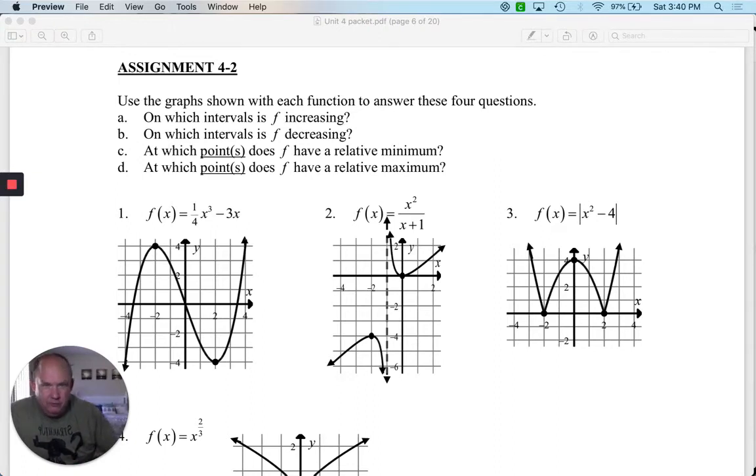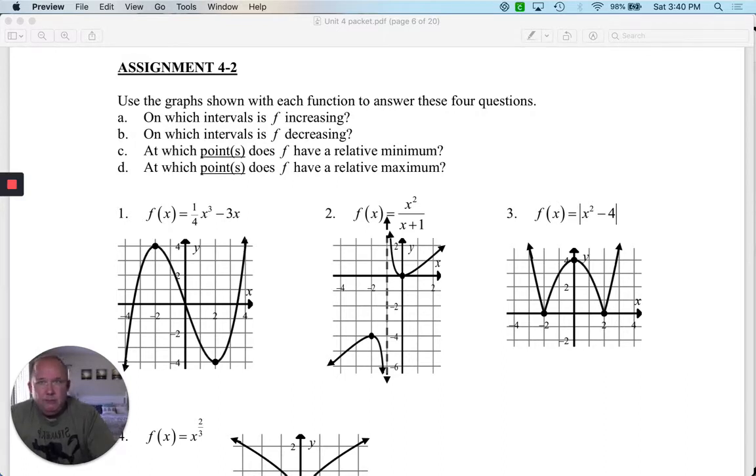Assignment 4.2. On a separate piece of paper, write down the solutions with me, get support with me. Make sure you take a picture at the end and upload it to Google Classroom. Assignment 4.2 has to do with increasing and decreasing, and connected to that is understanding local maximums and minimums, critical numbers, things like that. So let's handle this one question at a time.